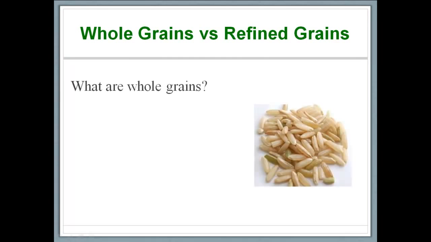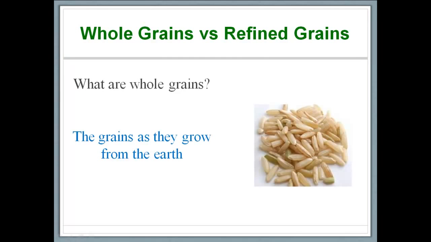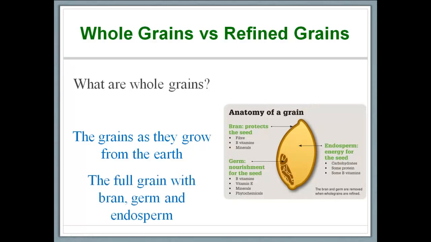So, what are whole grains? Well, these are grains as they grow naturally from the earth. These have not been refined or processed in any manner. If you look at the anatomy of the whole grain, it consists of three major components: bran, germ, and endosperm. Now, quite clearly, we don't have to memorize this, but knowing about the three components of the whole grain will help us understand why they are better for us.